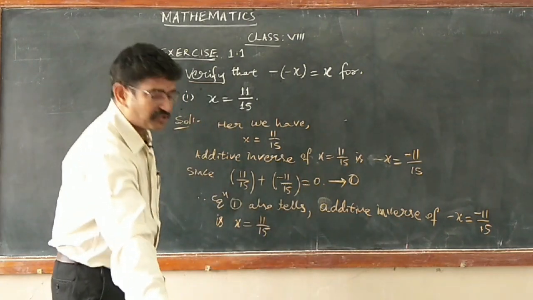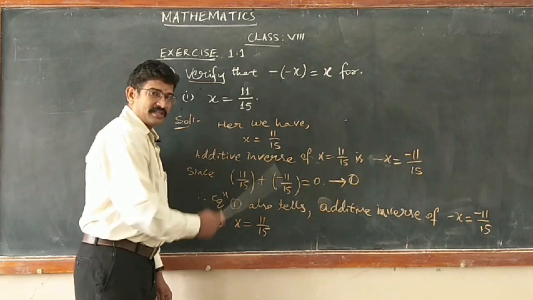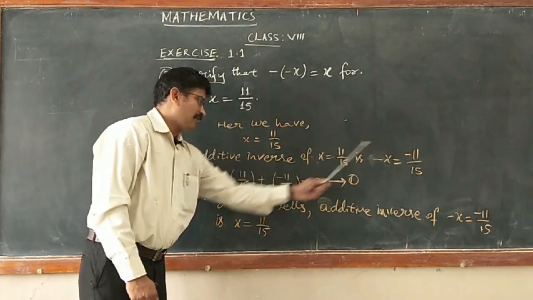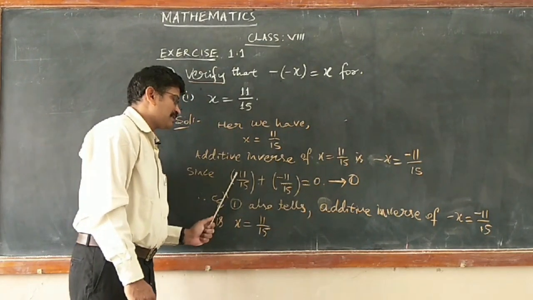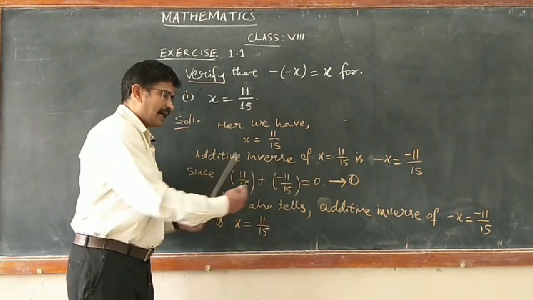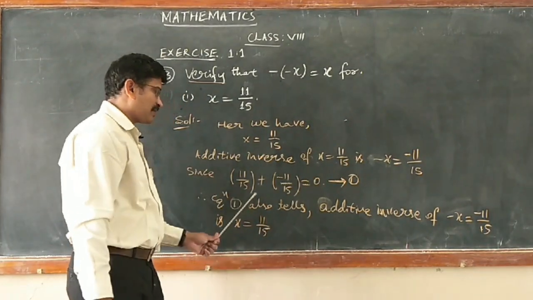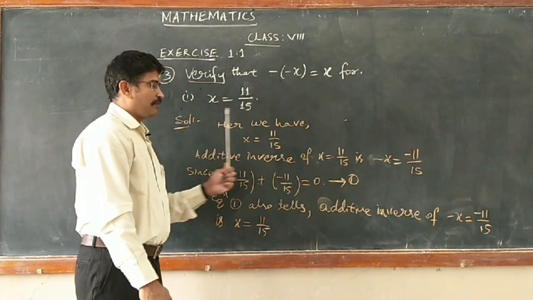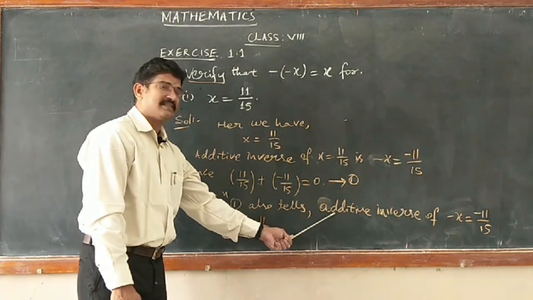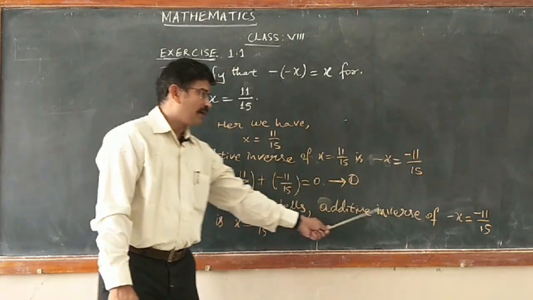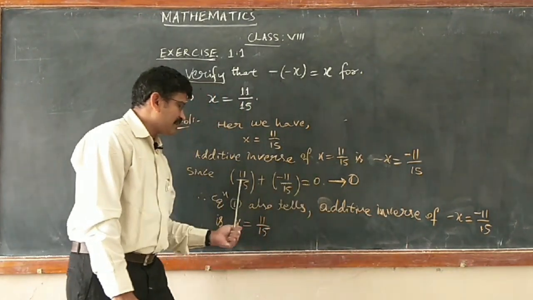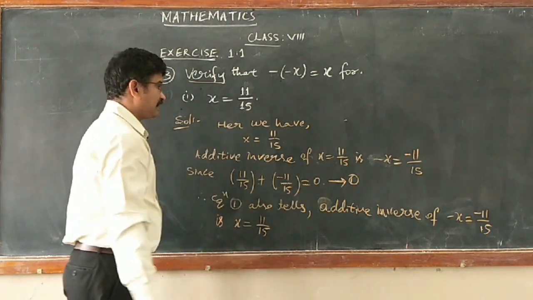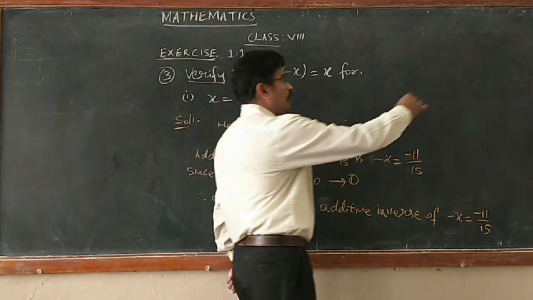That is what I am trying to tell you. This equation gives minus 11 by 15 is the additive inverse of 11 by 15 and vice versa. What does vice versa mean? 11 by 15 is the additive inverse of minus 11 by 15. That is what I said. Additive inverse of this fellow is this fellow. That is what I said. Now what can we write?